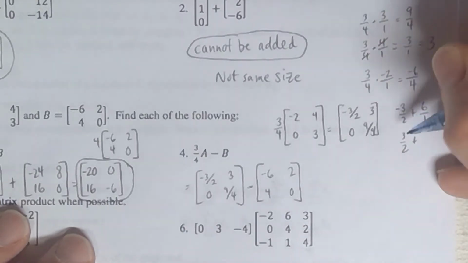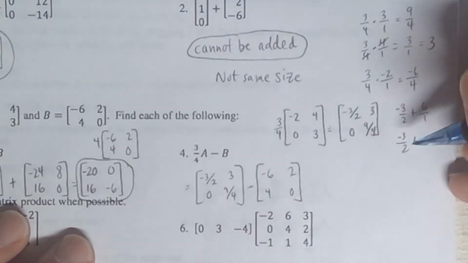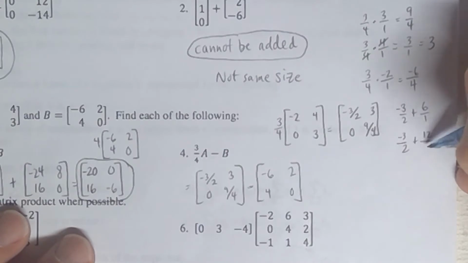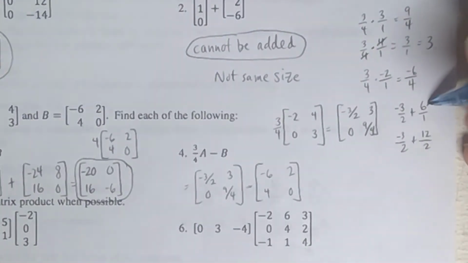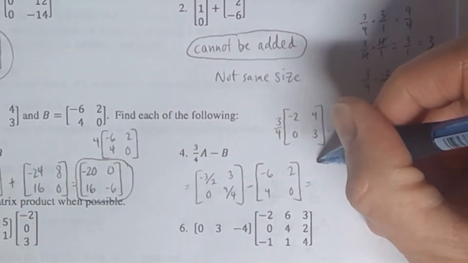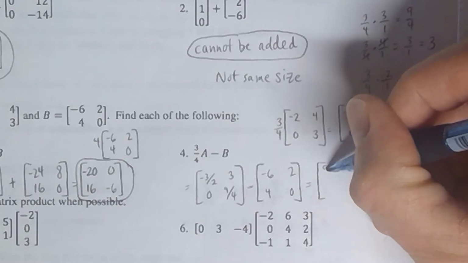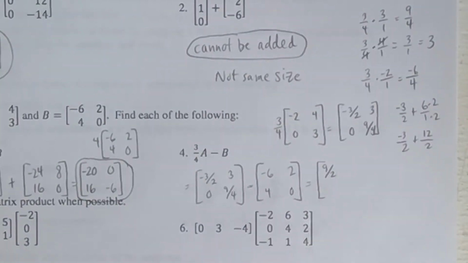I apologize. I meant -3/2. -3/2, as you can see over here in the problem. So that would be -3/2 plus 12/2, getting a common denominator right there. Okay, and that gives me 9/2, doesn't it? And that fraction's in lowest terms, so that's your first number in your final answer there.